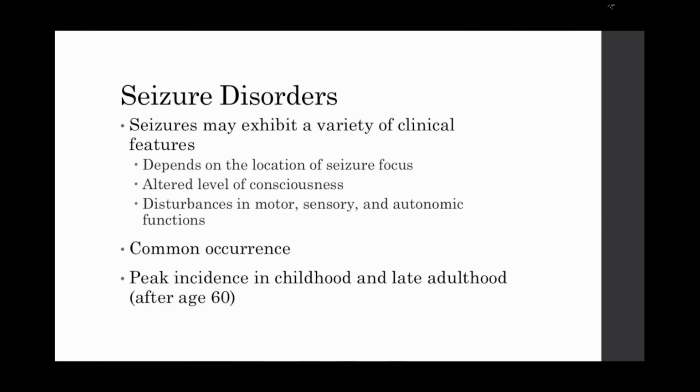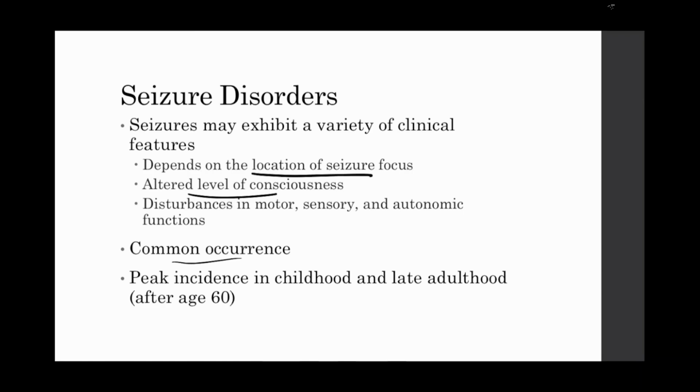Different features clinically depend on the location of the focus, what part of the brain is having these discharges. So remember, we mapped out the brain and the different lobes, and where that seizure activity is happening, the aura that presents beforehand may give you a clue as to what part of the brain is being affected by these seizures. The level of their consciousness is going to be altered. Some may have full loss of consciousness, some may have altered levels of consciousness. And when they have seizure activity itself, they'll have disturbances in motor, sensory, and autonomic functions.